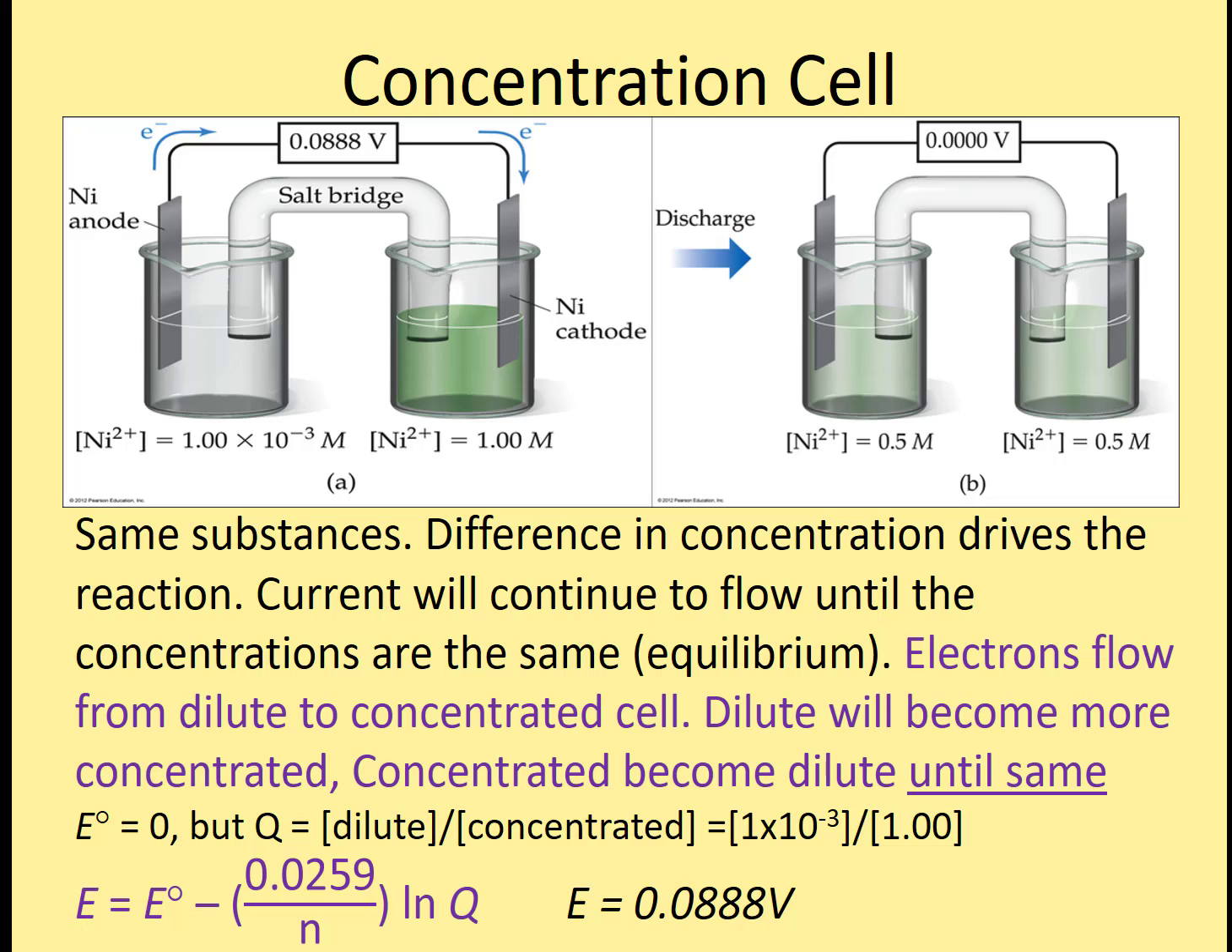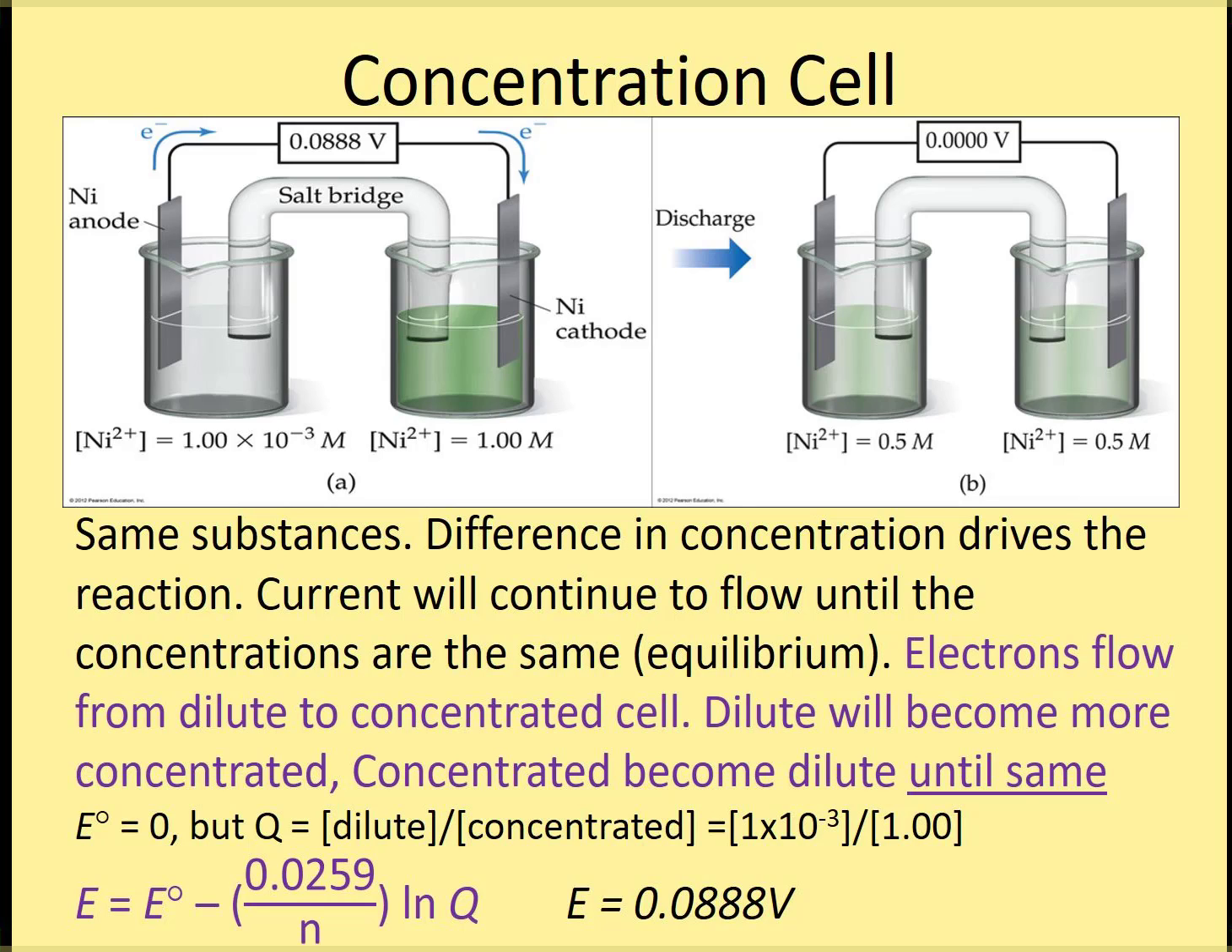Let's look at a concentration cell. In this concentration cell, it's a little bit different than you might have seen before. It is the same electrodes, so the same metal. The only difference is that we have a dilute solution and then we have a concentrated solution. And for this, the electrons are going to flow from the dilute to the concentrated solution. And this is considered non-standard conditions.